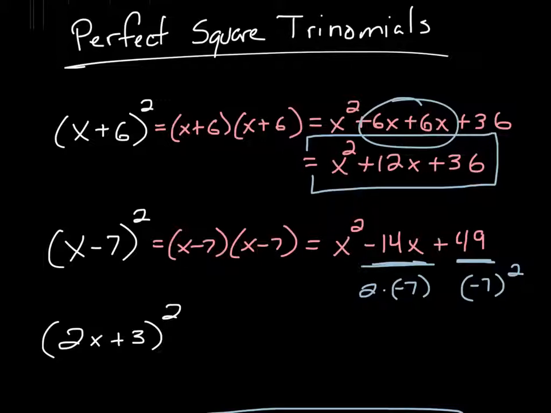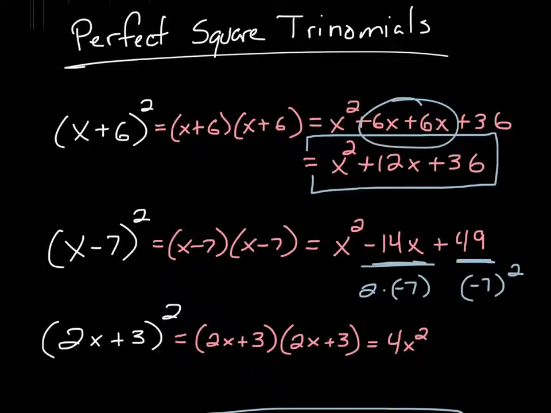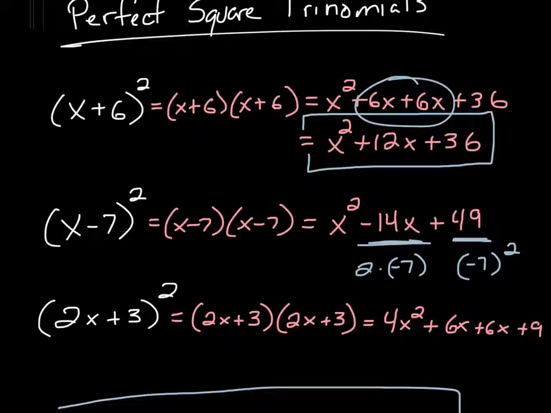The third example I have is a little more complicated, but follows the same patterns. I'm going to write this whole thing out. So I get 2x plus 3 squared. Following this, what I get is 4x squared plus 6x plus 6x plus 9, which will simplify to be 4x squared plus 12x plus 9.